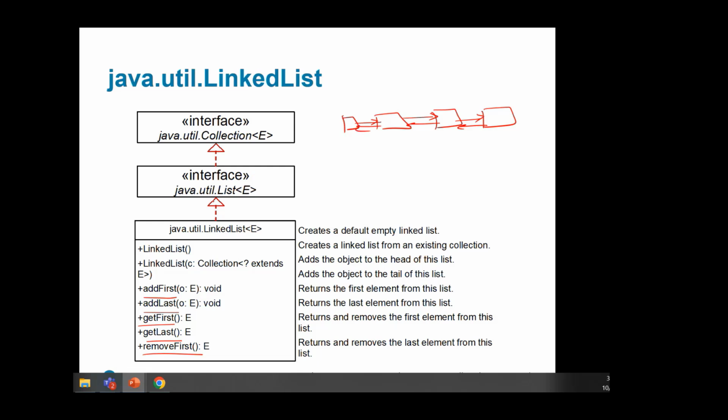So the implementation of java.util.LinkedList uses a doubly linked list. So you can add to first, so a new element gets added here, or a new element can get added here because we have pointers as both head and tail. And then you can remove first, you can add first, add last.